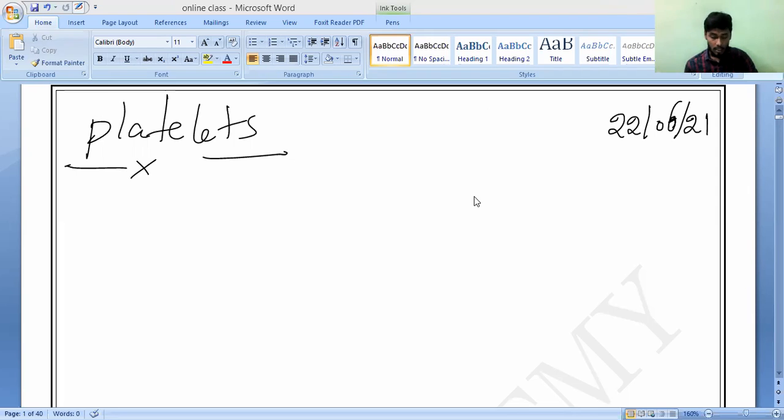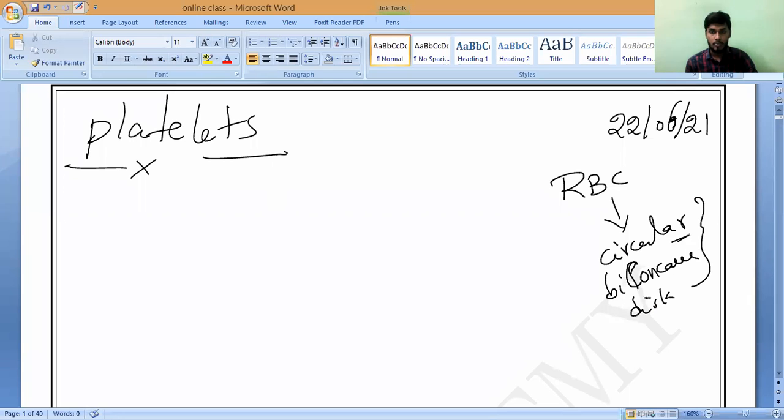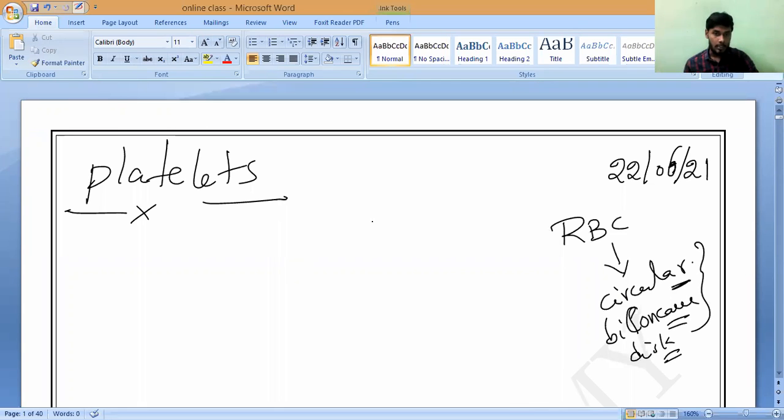One more thing I forgot regarding RBC. Remember, they are circular in shape, biconcave and disc-shaped objects. The disc shape is the shape of the RBC. Circular objects, looks like a circle, biconcave and disc-shaped. That is what you have to remember. Means like this, concave, and this looks like a disc.